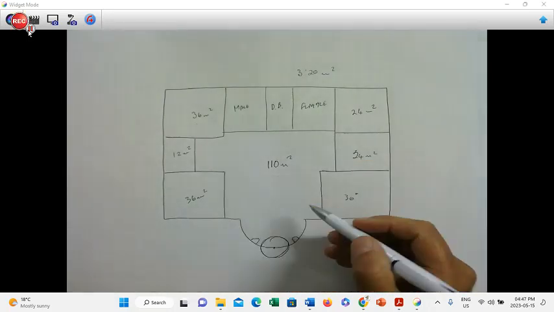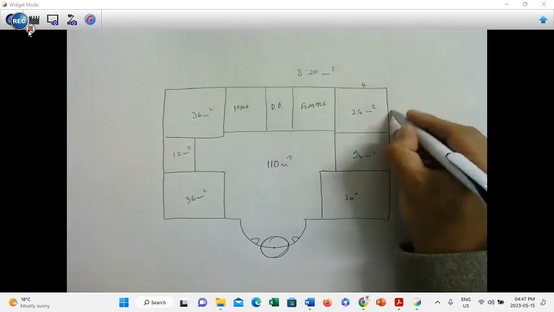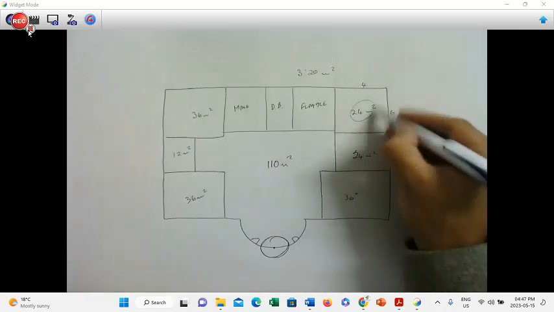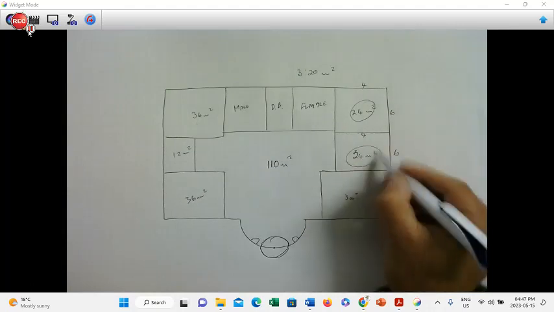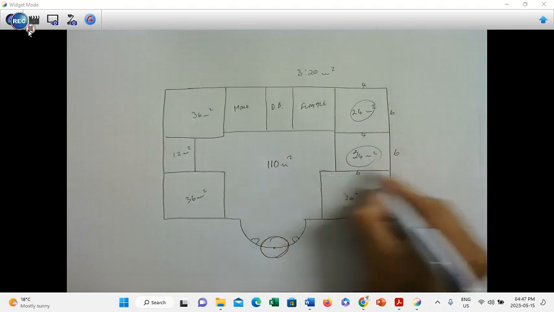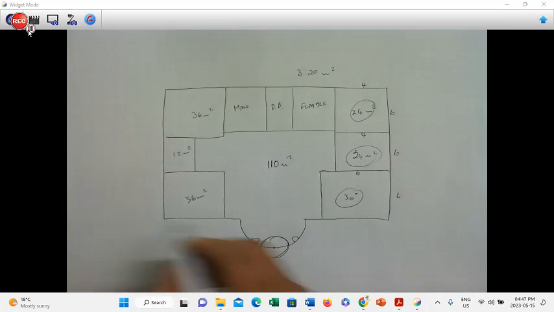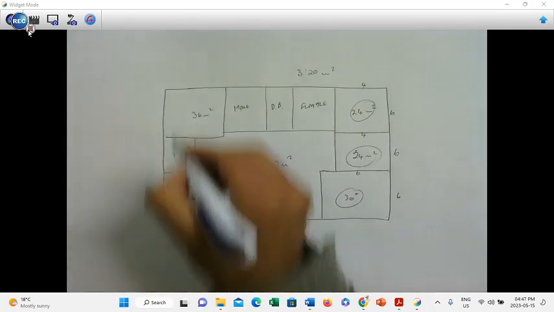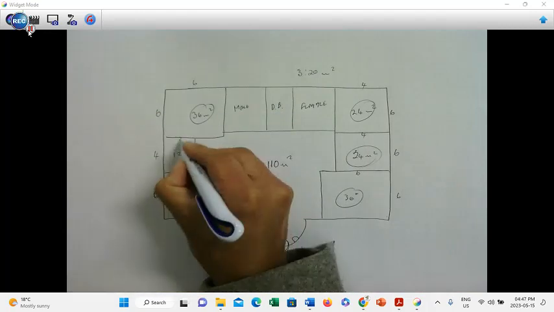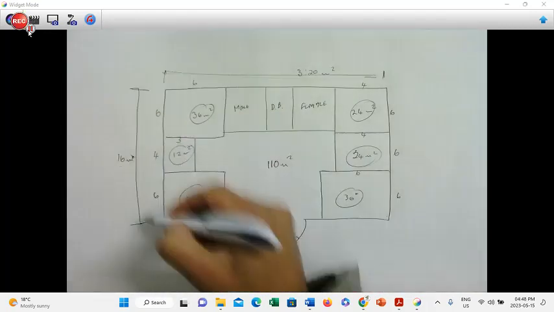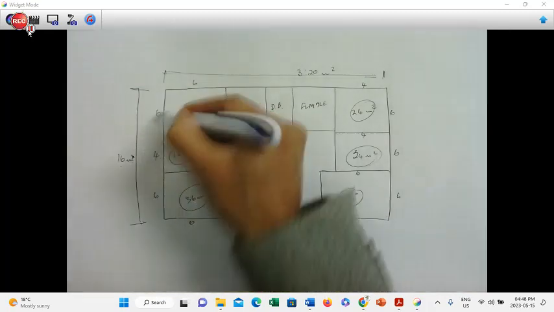Then of course you need to ensure that this is going to be 4 meters here, and that's going to be 6 meters there, which makes it 24 meters square. This is going to be 4 meters here, and that's going to be 6 meters there, which makes it 24 meters square. This is going to be 6 meters from there to there, and 6 from there, which gives us 36 square meters. And the same here, 6 by 6 gives us 36, 6 by 6 gives us 36. This is going to be 4 by 3, which gives us 12 square meters. So the entire length is going to be 16 meters over here. 6 plus 4 plus 6 gives us 16.